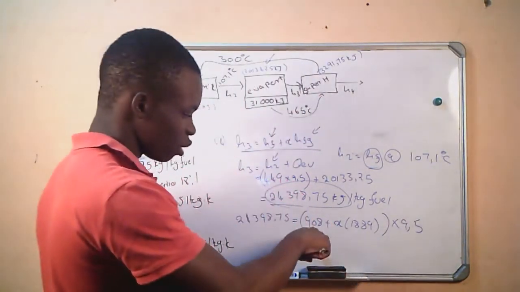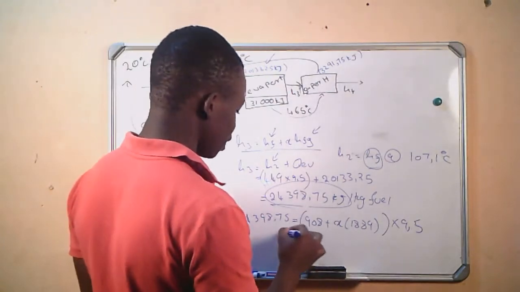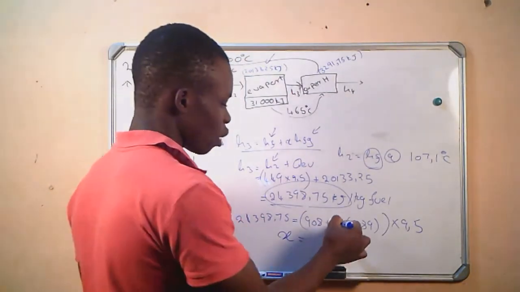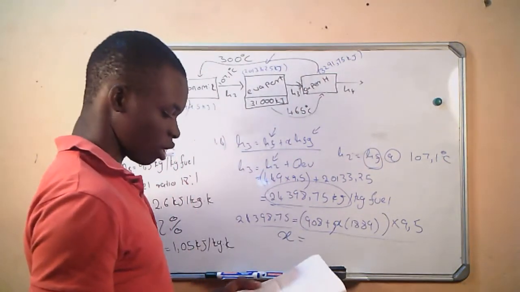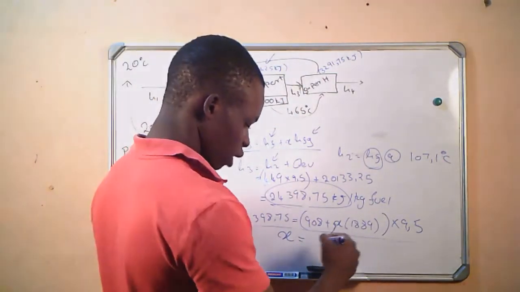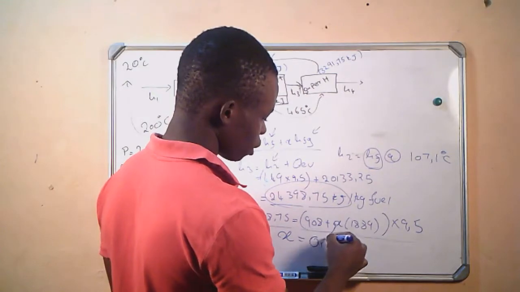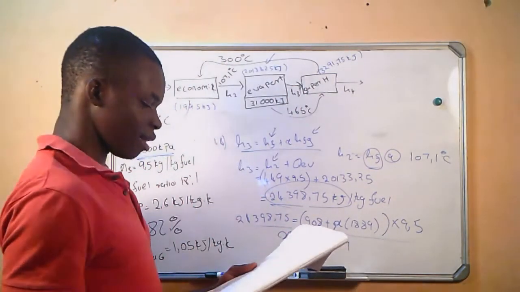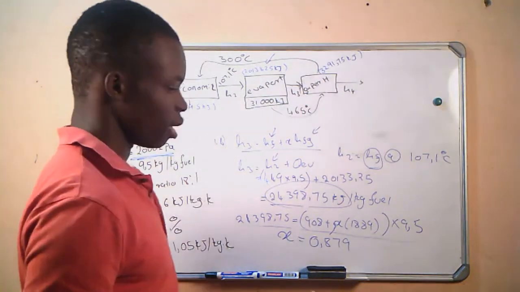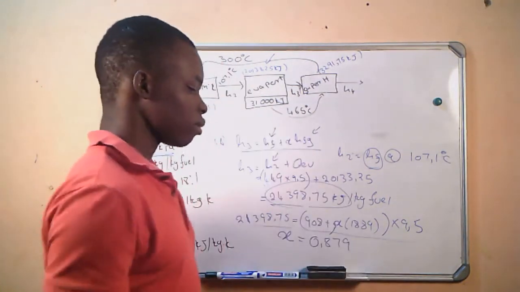We have to convert this one and this one. And I got that the dryness fraction, since this is the only thing that we don't have, the only unknown in the equation, we calculate and get that it is 0.879. That is the dryness fraction of the steam. And then we go to question number five.